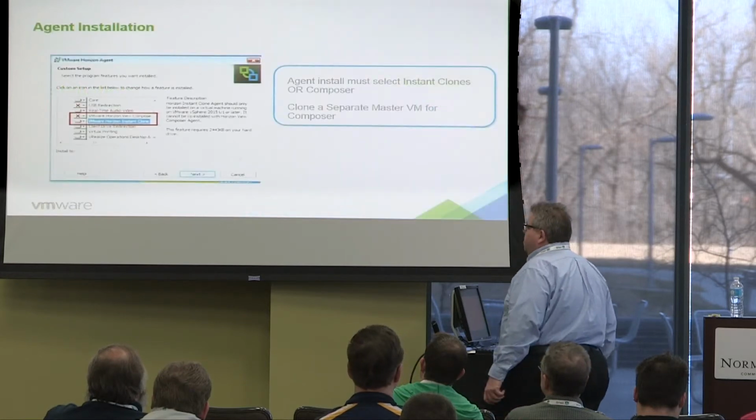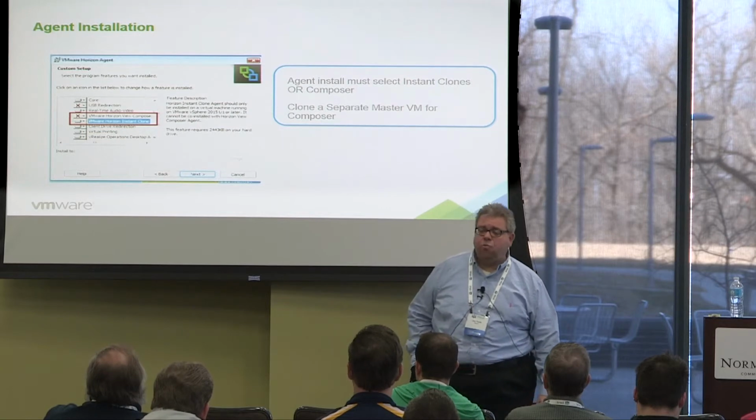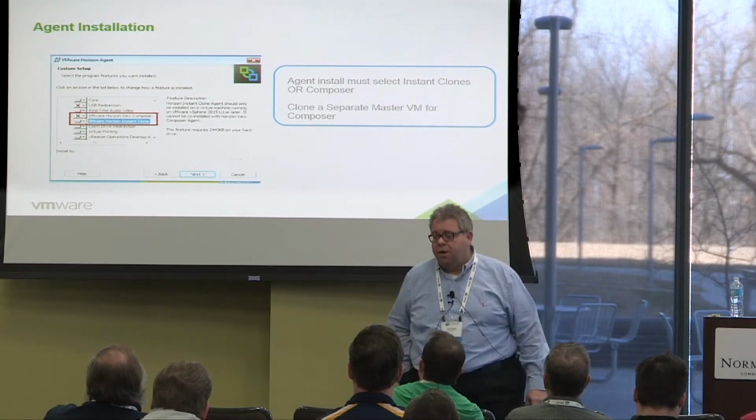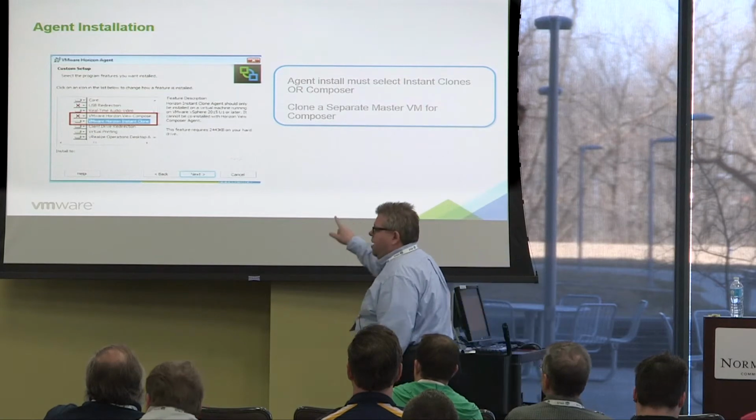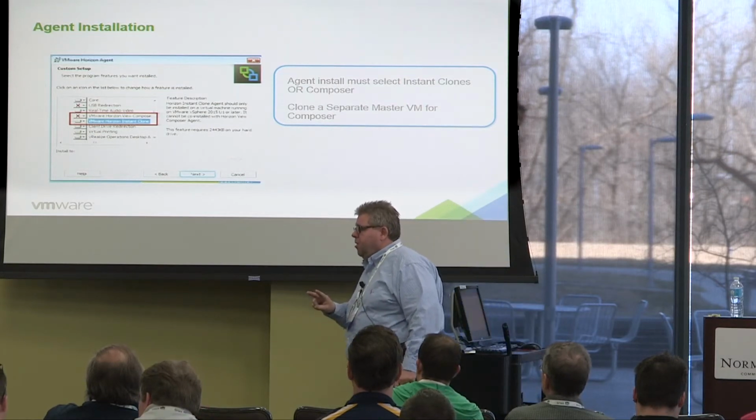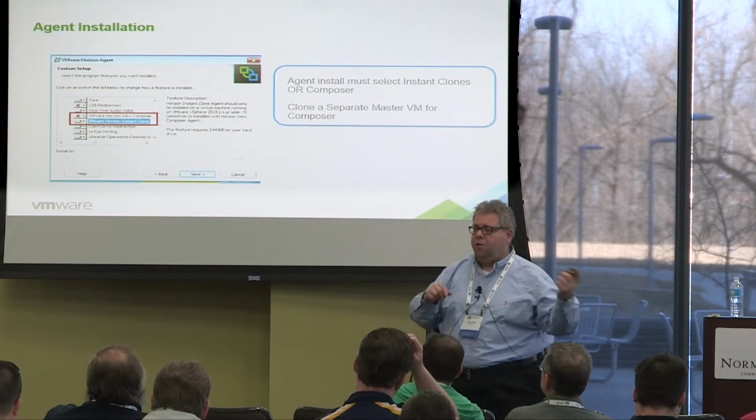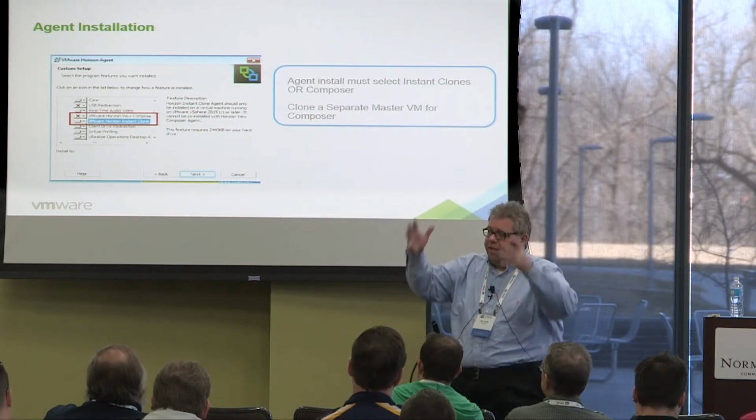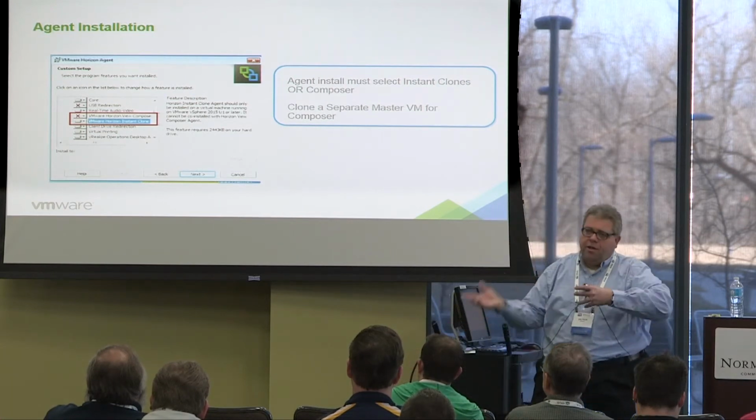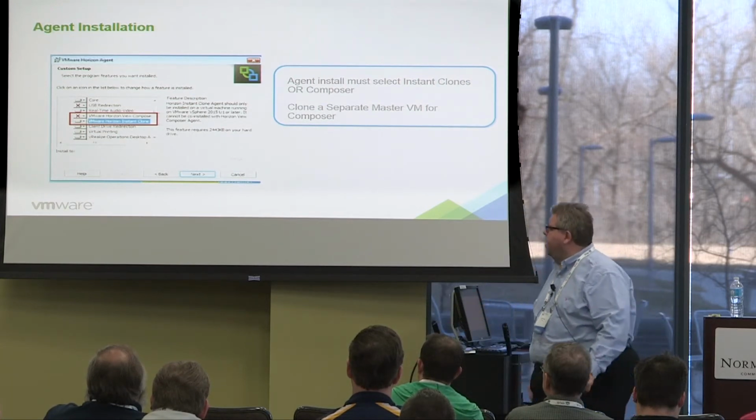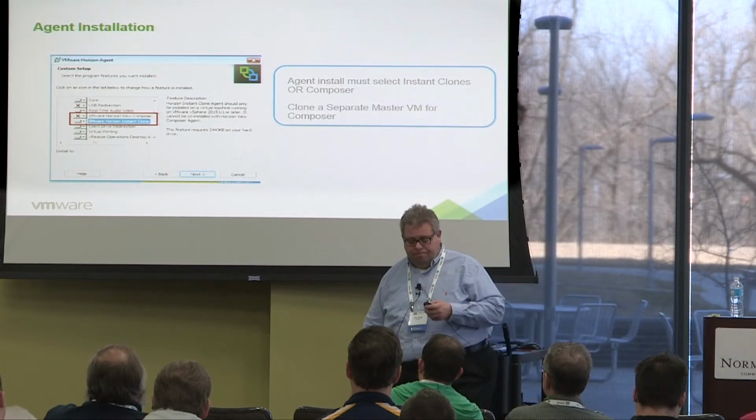So for installation, the only thing you have to be cognizant of is when you configure the agent. You can either select View Composer linked clones or instant clones, not both. So if you're using a desktop template and you need to use it for linked clones and instant clones, you're probably going to have to maintain two different template trees in order to manage that, because you don't want to be uninstalling and reinstalling the agent all the time. It's just kind of clunky. So one or the other.